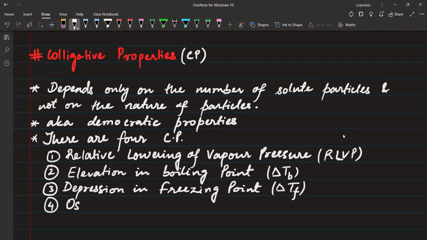Fourth is osmotic pressure. Osmotic pressure is represented by capital pi. Capital pi, small pi is not very different. This is small pi, this is capital pi. Okay.